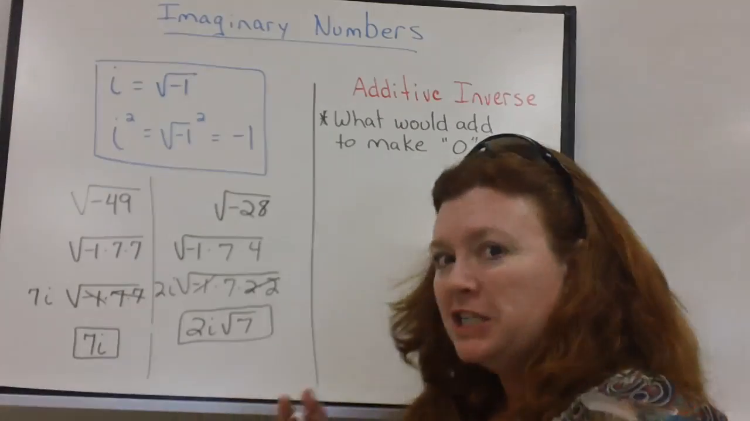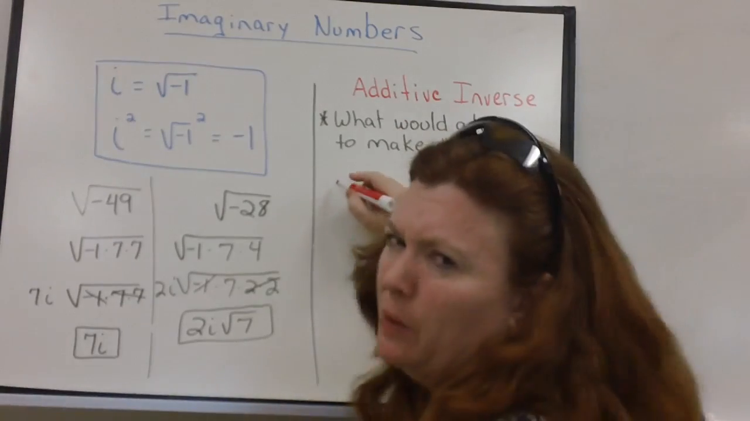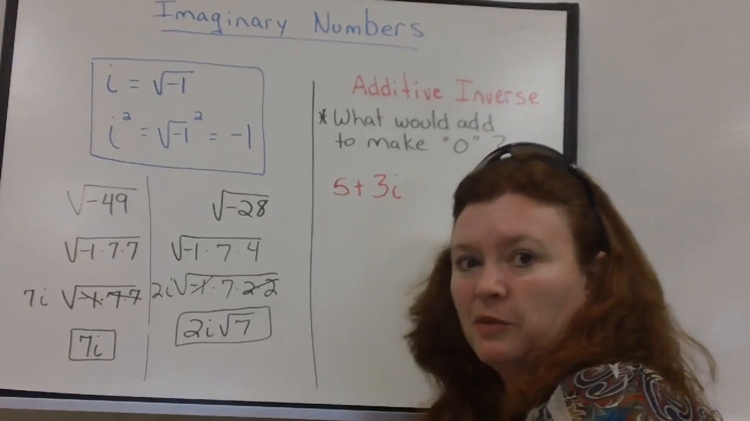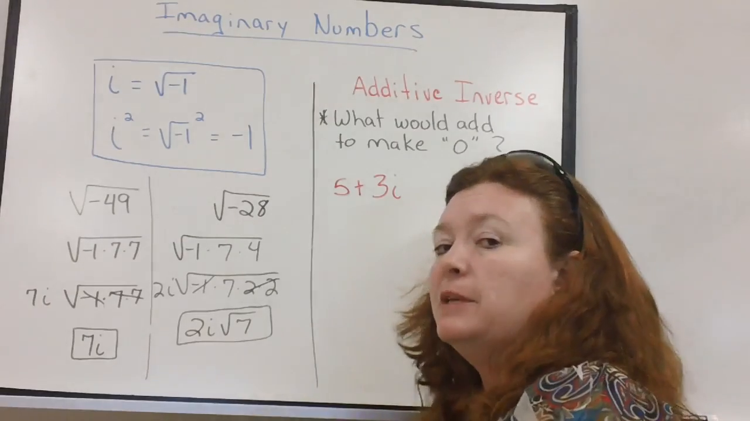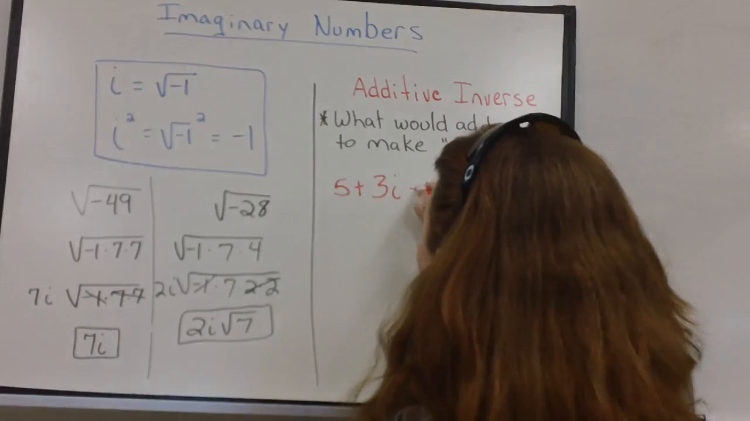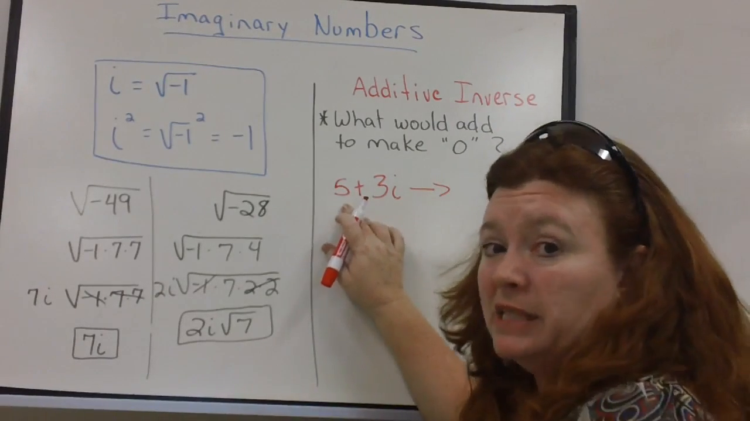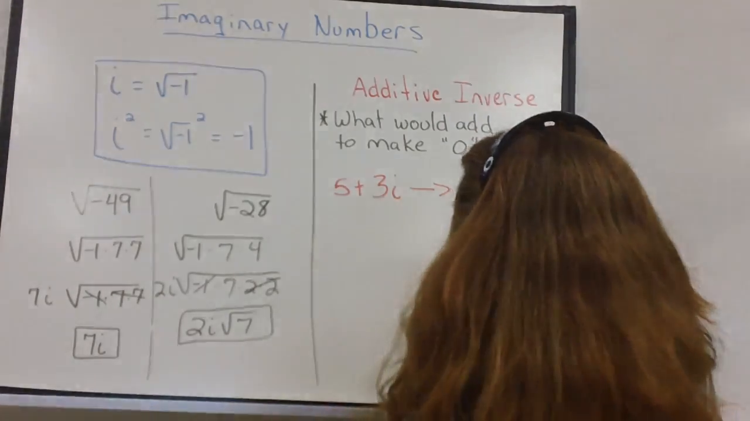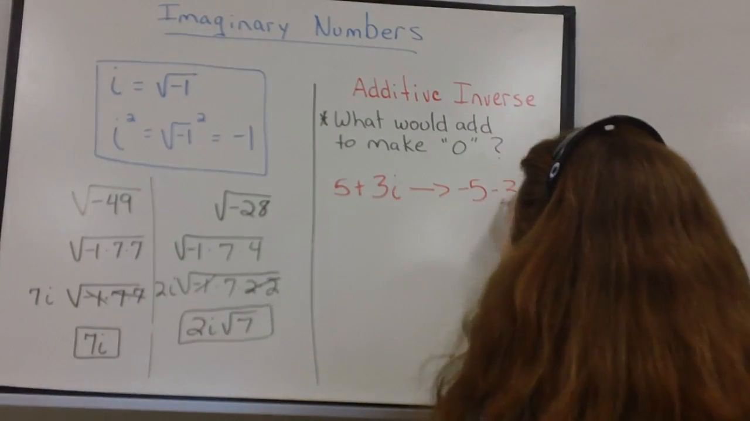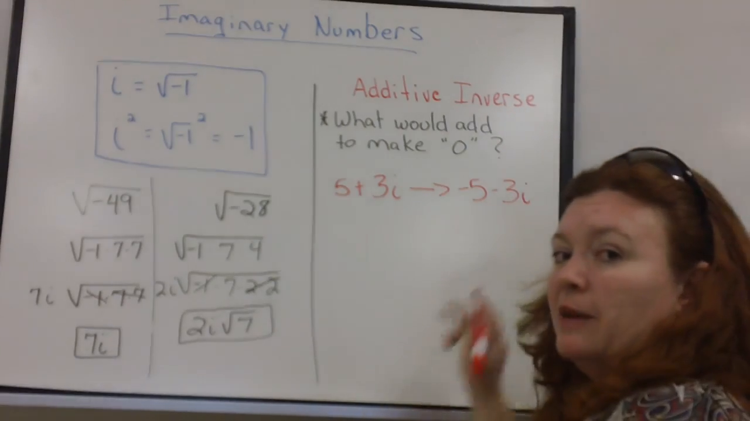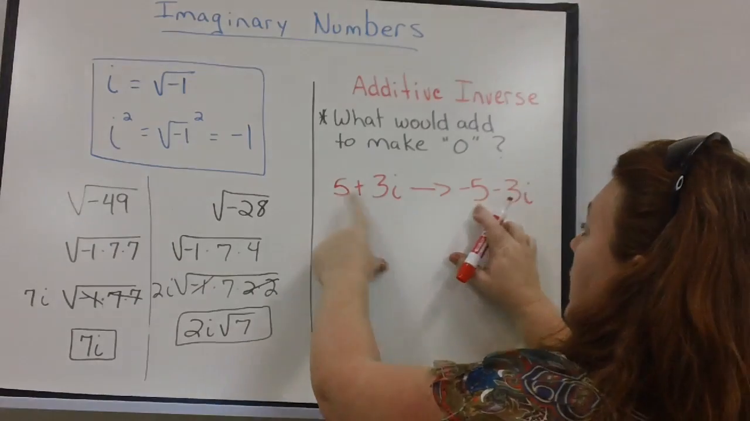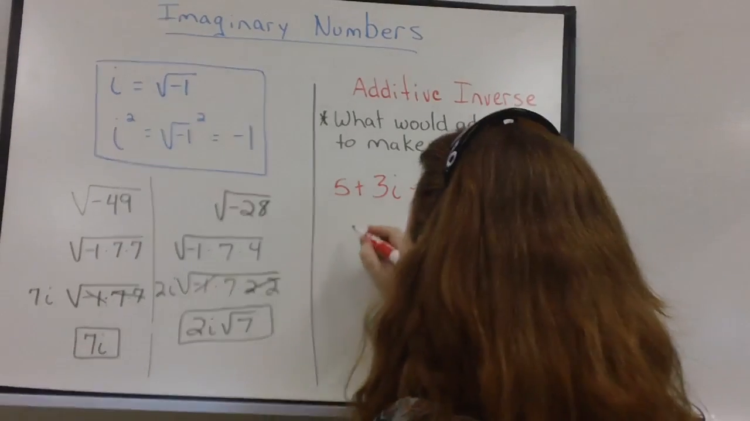So let's raise that bar just a little bit and try something really weird and different looking. 5 plus 3i. I'll explain this setup in just a few minutes, but right now just focus on additive inverse. What would add to 5 to give me 0? -5. What would add to 3i to give me 0? A -3i. Did you notice that really you have the same thing, but you have the signs changed? That became negative, that became negative.